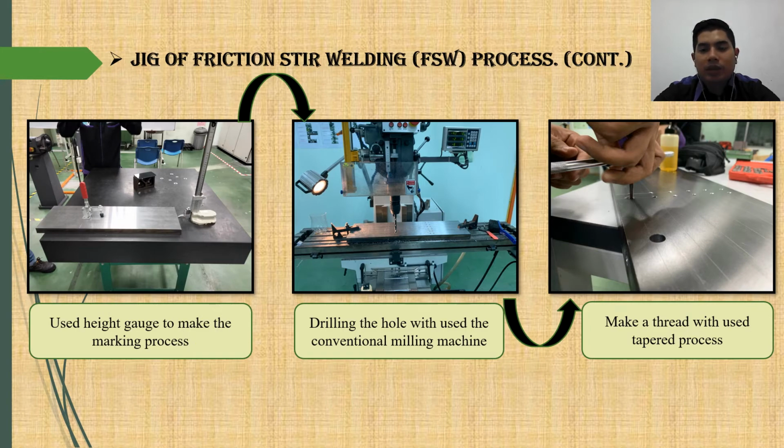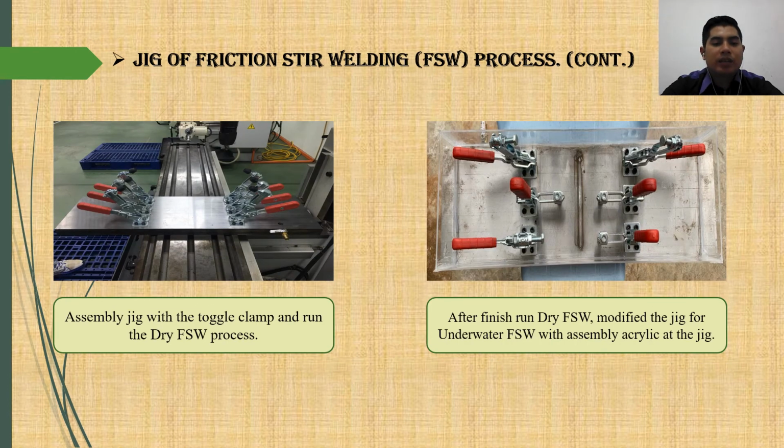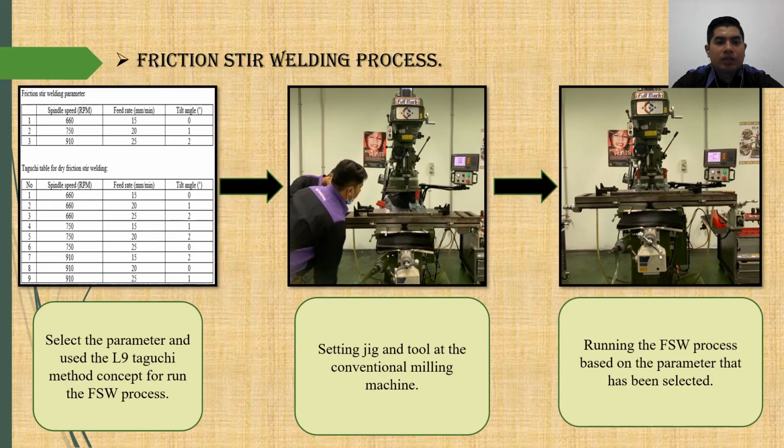Then, to make a trick, use a taper process. After that, assemble the jig with the toggle clamp and run the dry friction stir welding process. After finishing the dry friction stir welding process, modify the jigs for the underwater friction stir welding process, which assembles acrylic that adds to the jigs.